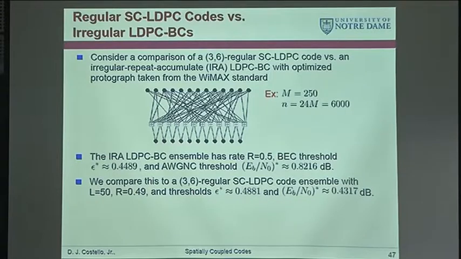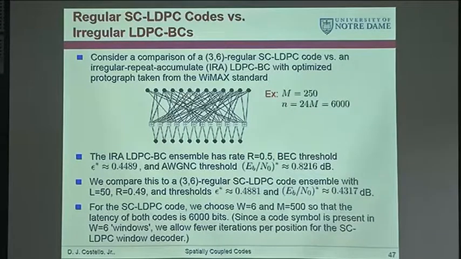So to compare it to, we picked a 3/6 regular spatially coupled code. We picked L equal 50, so we had a little rate loss down to 0.49. Our thresholds here are actually much better because they're from a spatially coupled ensemble. But again, we're not comparing asymptotics here. We want to compare actual finite length performance. So for the spatially coupled code, we chose a window size of 6 and a lifting factor of 500. That gave a 6,000 bit latency also. So the latencies were the same and the memory requirements for the decoder were the same.